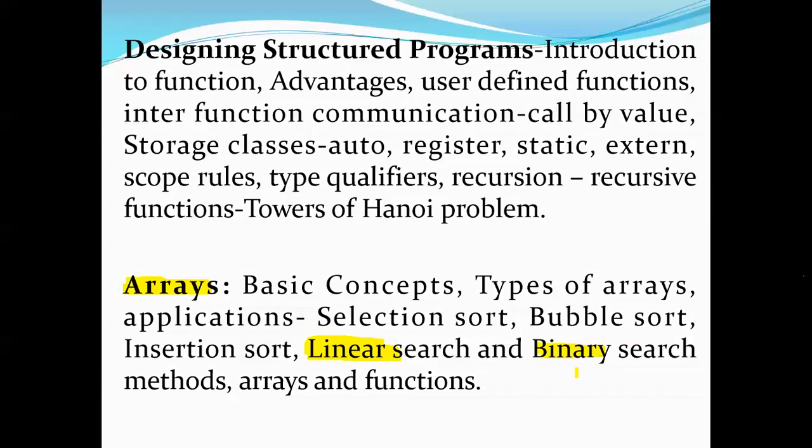Sorting has three types in arrays. We will go through the three different sort techniques. One is called selection sort. The second one is called the bubble sort, and the third one is called the insertion sort. There are three different sorting techniques and two different search techniques. One is linear search, the second is binary search. We'll go in detail on that. What are the advantages of linear search and what are the advantages of binary search? These two things are there.